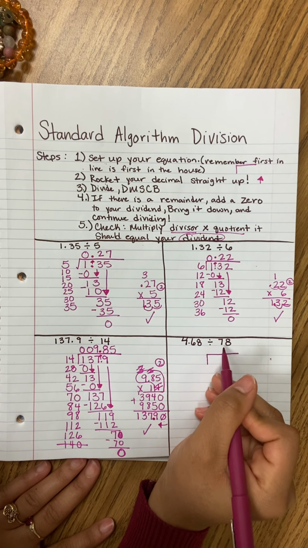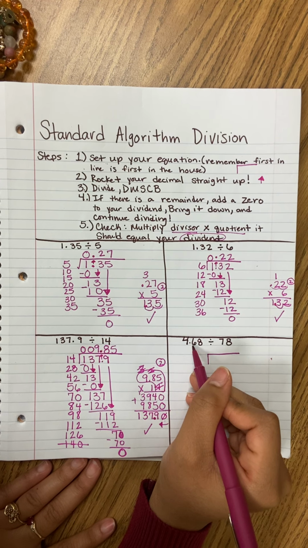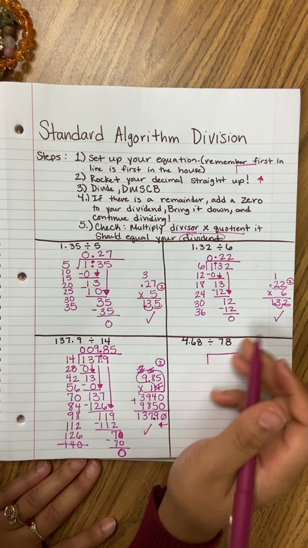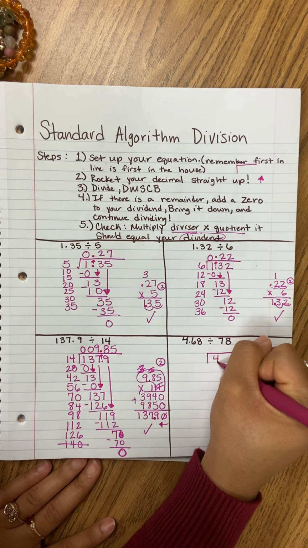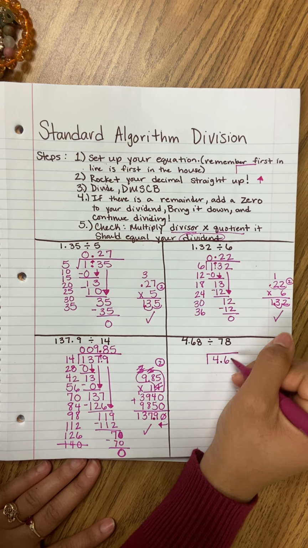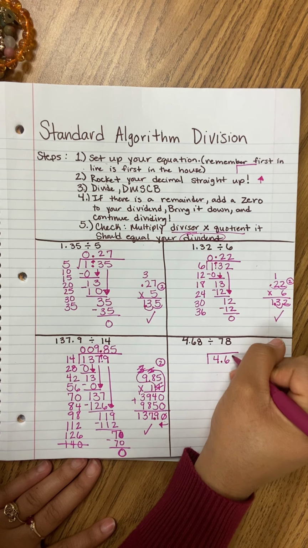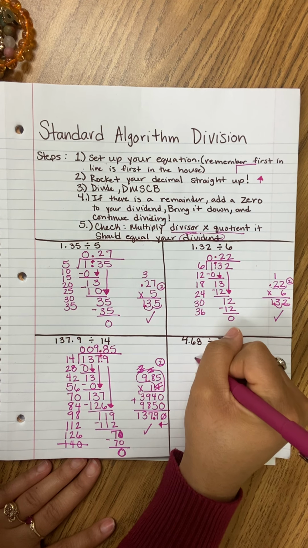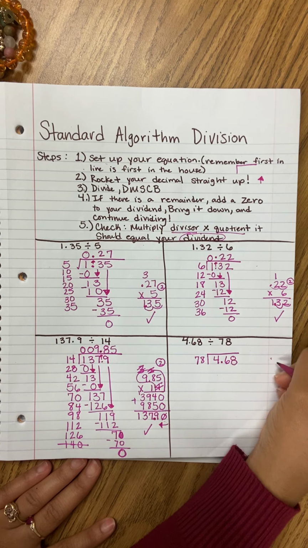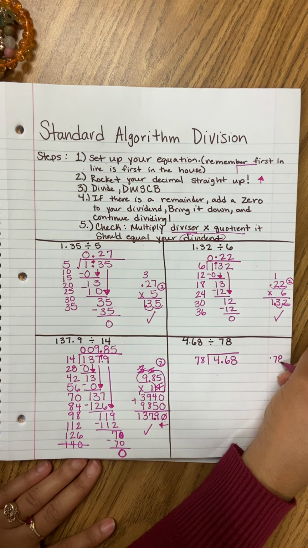Now, my first number still goes inside of my box. It does not matter that 78 is bigger than 4 and 68 hundredths. Whatever is first is what is being divided. That is the total amount that you have. You want to split this 78 times. Now, I'm going to do repeated addition for this one so you see how it goes.